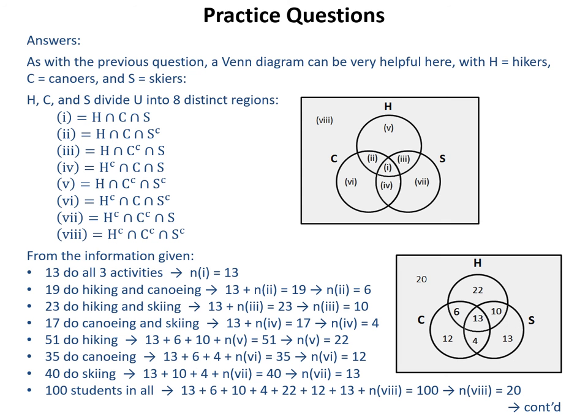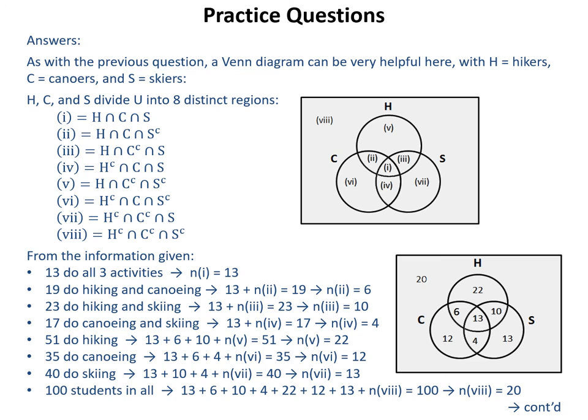So we proceed as we did in the previous question. We'll set up a Venn diagram and identify all of the distinct regions, and then we'll go through the information that's provided and try to fill in all of the distinct regions with numbers, which should allow us to answer all parts of the question. The only thing that makes this question a bit more involved than the previous one is simply that we've got 3 sets involved, so there'll be more distinct regions. But otherwise, the process is generally the same. So we start by defining our sets here. H is hikers, C is canoers, and S is skiers.